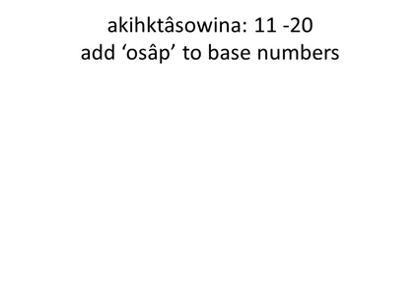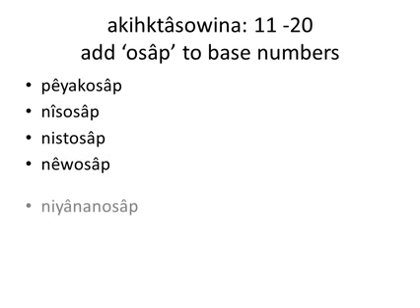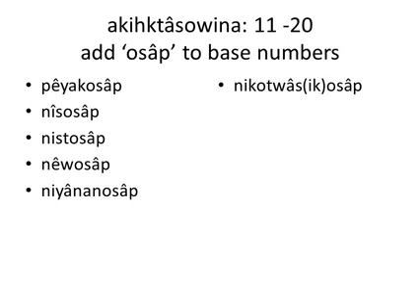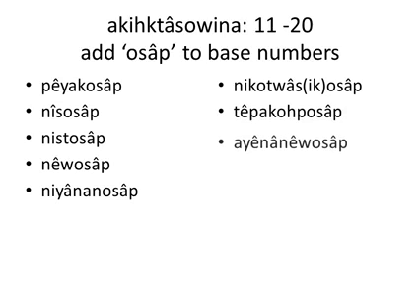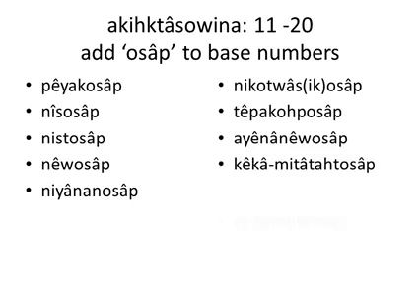Aquí está Suena. Biago Sap is go nisitano. Add Osap to the base numbers. Biago Sap. Niso Sap. Nisto Sap. Neo Sap. Nianan Osap. Nigutasik Osap. Deepagop Osap. Aina Neo Sap. Giga Mitadat Sap. Nisitanau.